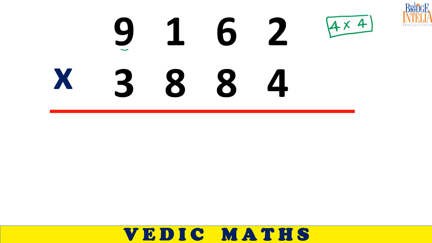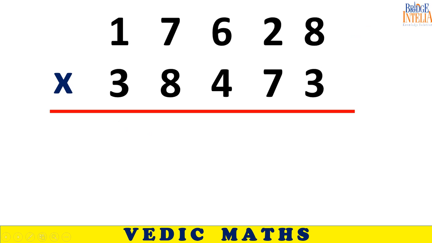Now we are going to learn a trick using which we would be able to give the answer in one step itself. Only one step is required to give the complete answer. Look, the first number has 1, 2, 3, 4, 5 digits. The second number also has 5 digits. So this is a 5 into 5 multiplication. This is again a big multiplication.